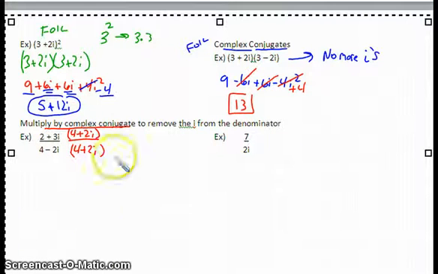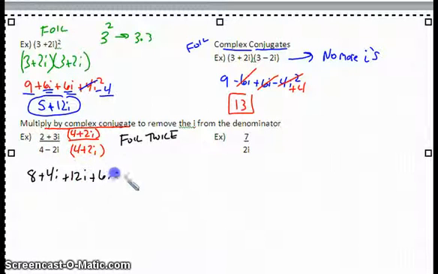So this really becomes FOIL twice: FOIL in the numerator, FOIL in the denominator. So the numerator would give me 8 plus 4i plus 12i plus 6i squared. We'll simplify in just a minute. The denominator gives me 16 plus 8i minus 8i and minus 4i squared.